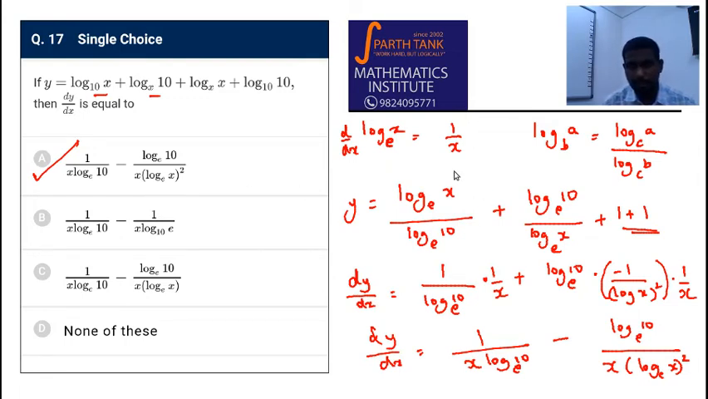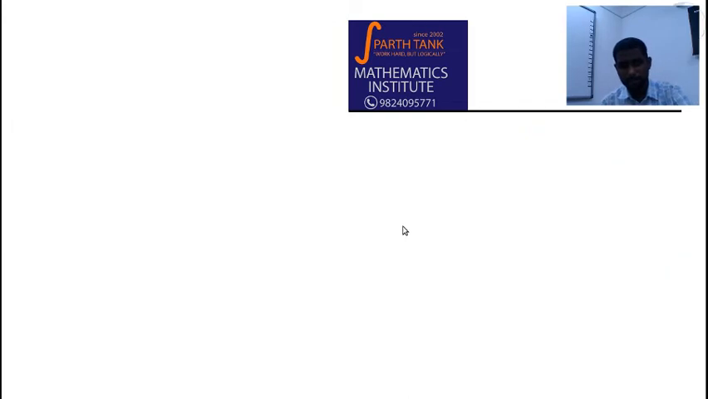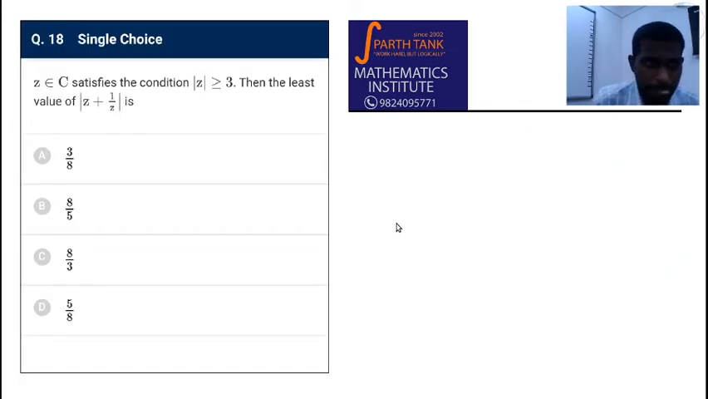Very simple, just remember to change the base to e. Question 18. Z is a complex number that satisfies the condition mod z is greater than or equal to 3. Then the least value of mod z plus 1 by z is how much?